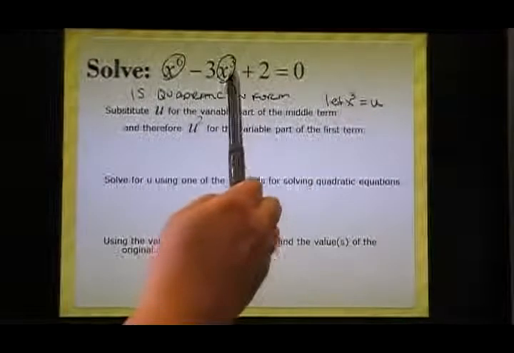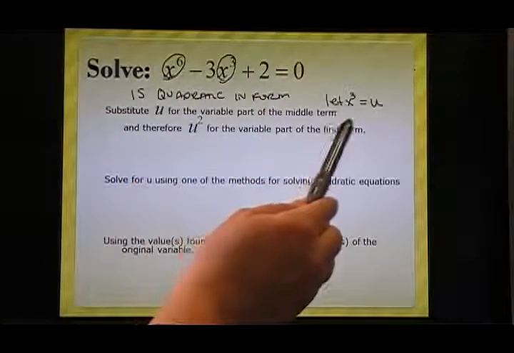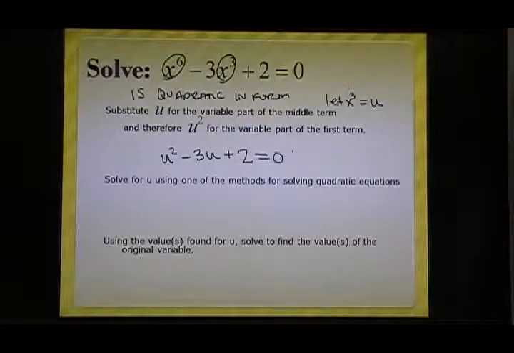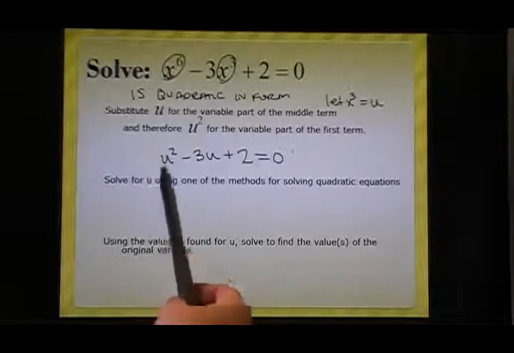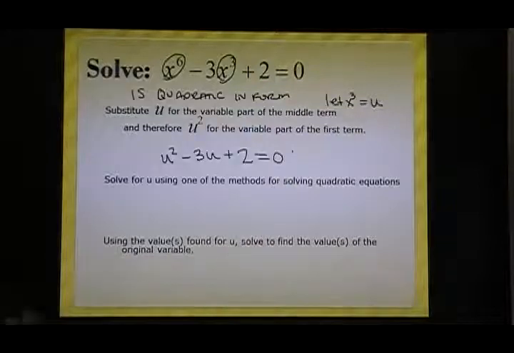If x to the 3rd is u, then x to the 6th is equivalent to u squared. Rewriting this equation, I have u squared minus 3u plus 2 equals 0. The purpose of doing this is that now we have an equation that we're familiar with, a quadratic equation. For quadratic equations, we can solve by factoring, by extracting the root, completing the square, or the quadratic formula.